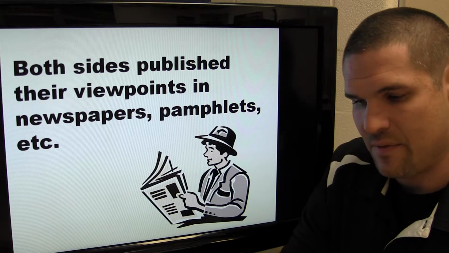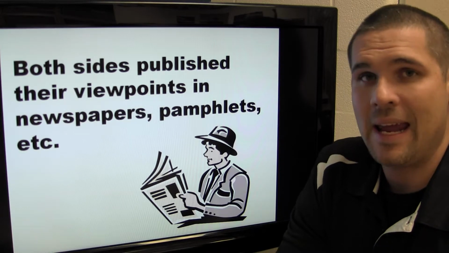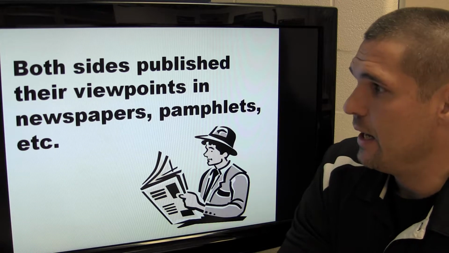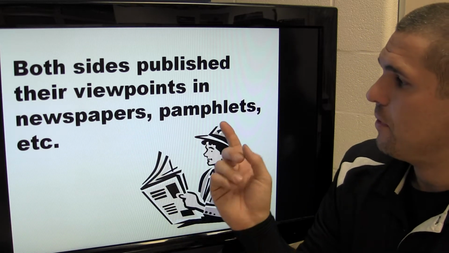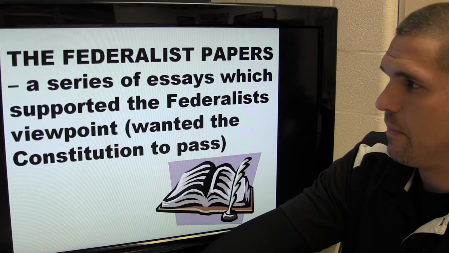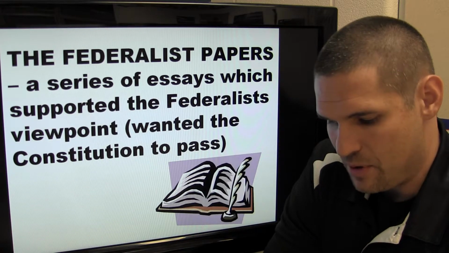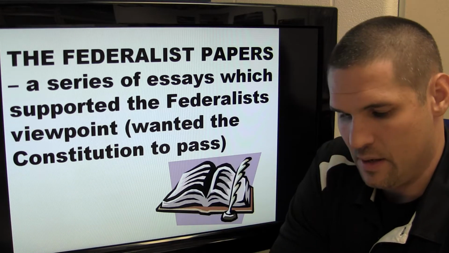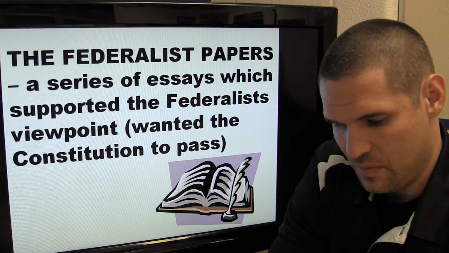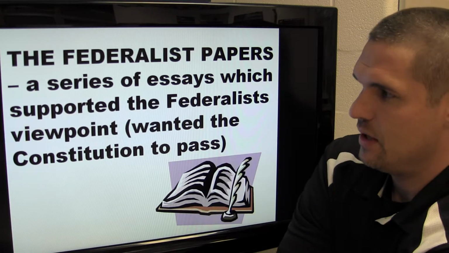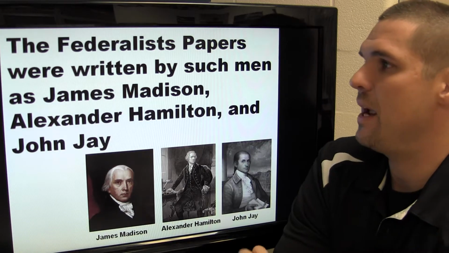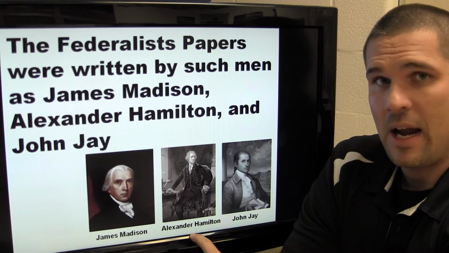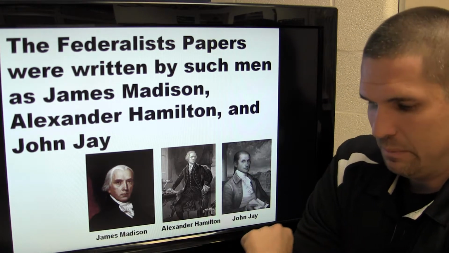So the Federalists and the Anti-Federalists are going to go on a propaganda campaign to get each state convention to vote along their side. They printed in the newspapers, they created pamphlets, etc. The Federalist Papers, which were written by the Federalists, were a series of essays which supported the Constitution and wanted the Constitution to be passed. Some important authors of the Federalist Papers were James Madison, Alexander Hamilton, and John Jay.